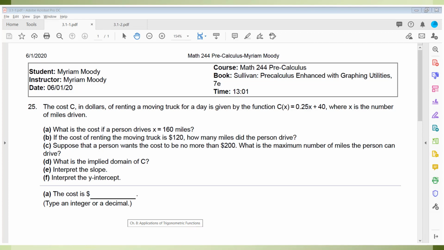So, what I'm seeing is this. What I'm seeing is that we have a function, and we've got two variables in the function. We have C and we have X. X is the input, so it is referred to as the number of miles driven. C, or C of X, is actually the output, and that is actually the cost of renting this moving truck for a day.